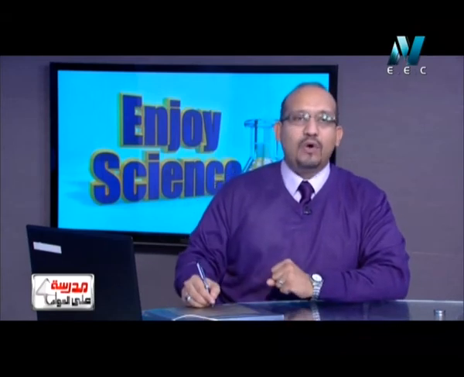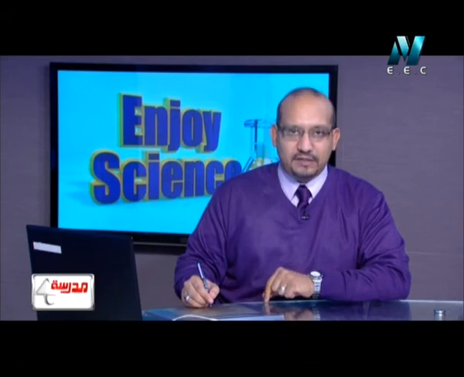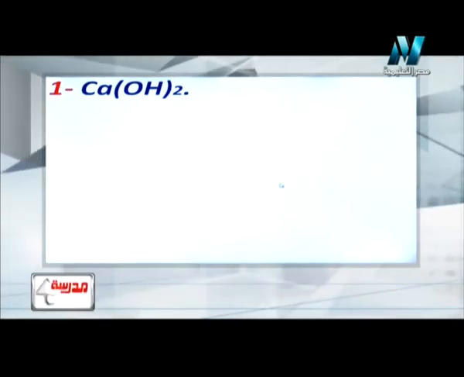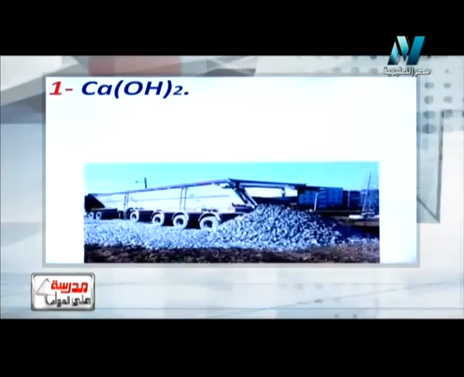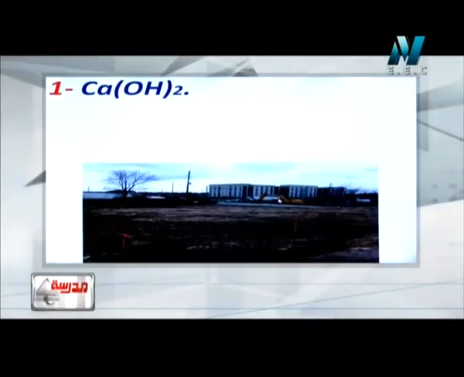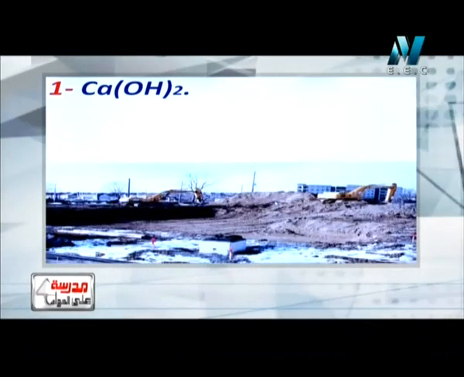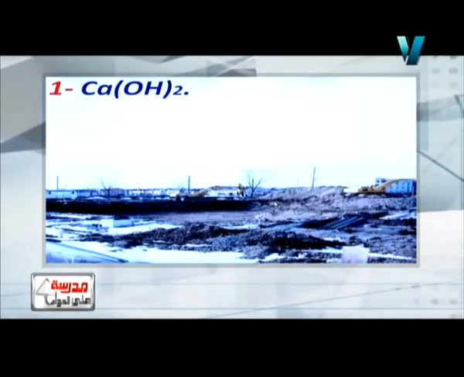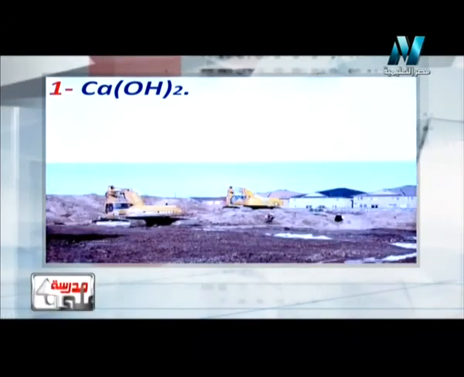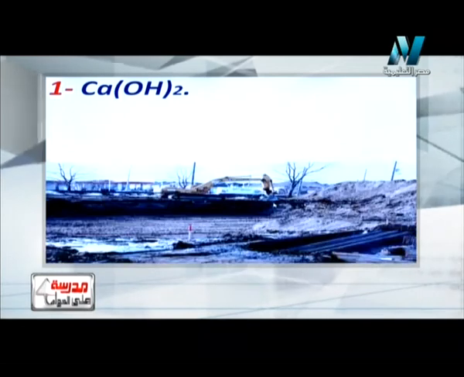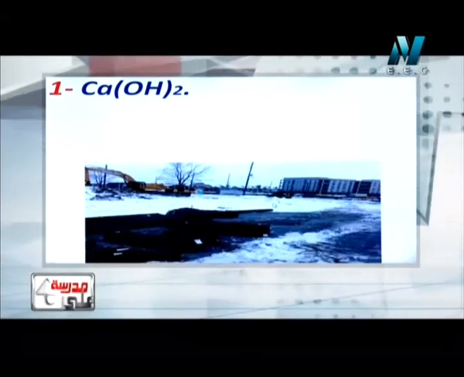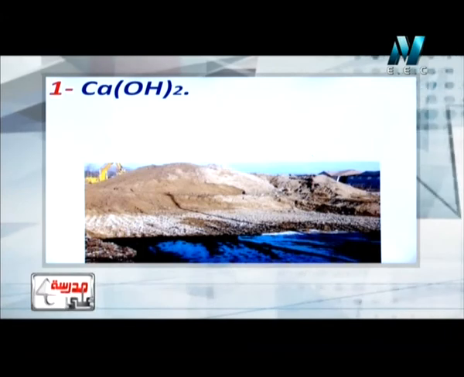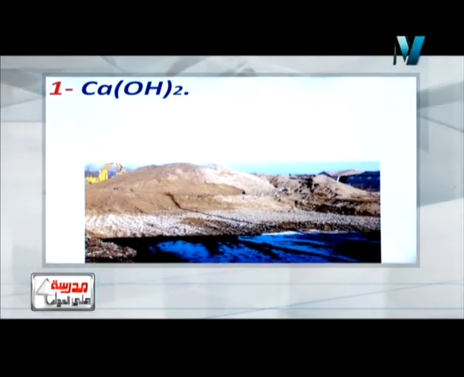Okay, so we have only two examples about bases. Number one, calcium hydroxide, as we see in front of us. Calcium hydroxide is used in cement mixture, and used as anti acidity of soil. It is anti-acidity, but not for the human. If the soil has high acids, we add calcium hydroxide, used as anti acidity of soil and in cement mixture.